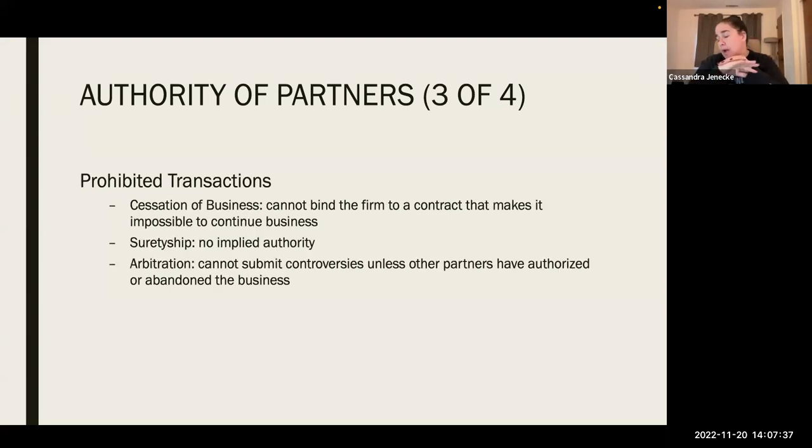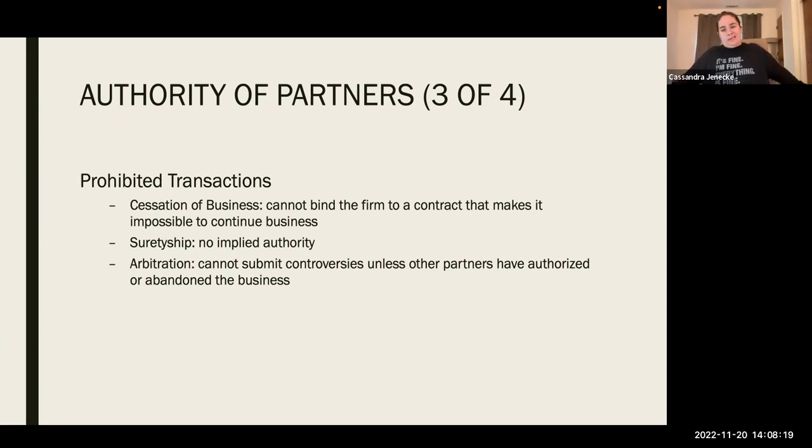Some things that partners are absolutely prohibited from doing, just based on case law and how we understand partnerships to operate. A partner cannot bind the partnership in a contract that will make it impossible for them to continue business. So any action by a partner that would necessarily cause the cessation of the business will not be bound by that. A partner does not have a suretyship authority. So they do not get to act as surety for the business or utilize the business as a surety.